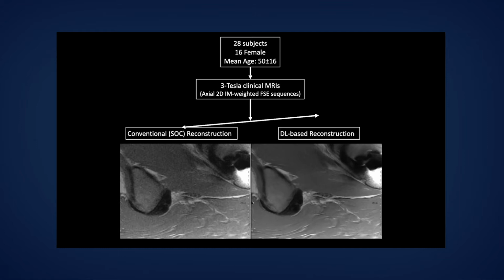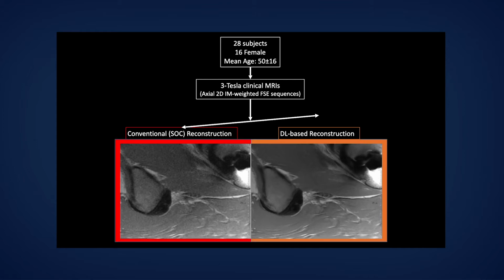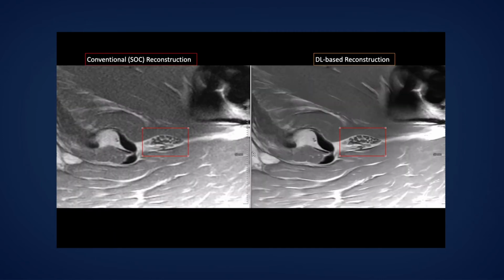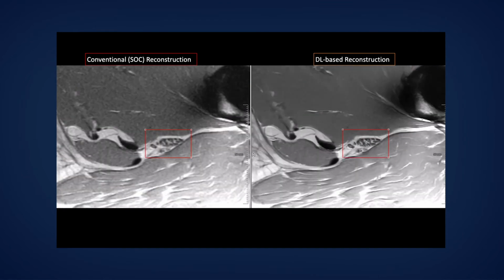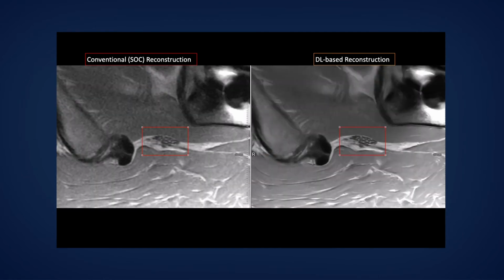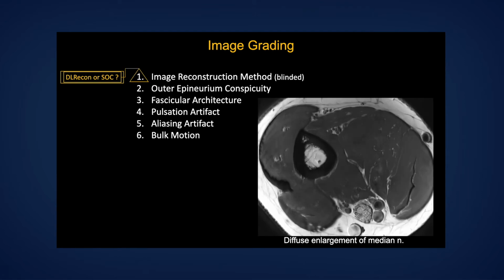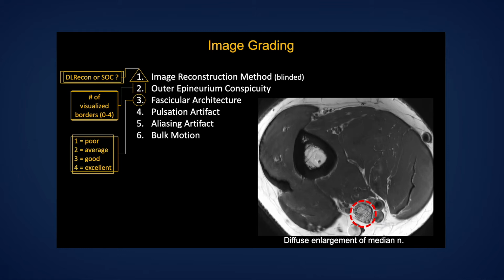The image data was then reconstructed using a conventional approach on your left and a DL-based reconstruction approach on your right. Notice the markedly more conspicuous fascicular architecture of the sciatic nerve at the level of the ischial tuberosity or the hamstring origins. We graded images using the following parameters. One, whether the radiologist could tell whether the reconstruction method was DL Recon or standard of care. We evaluated outer epineurium conspicuity, fascicular architecture, pulsation artifact, as well as aliasing artifact and potential bulk or gross motion.